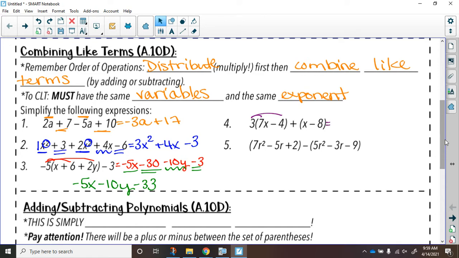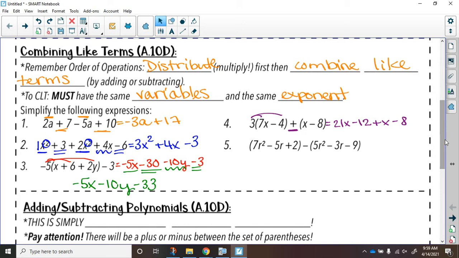So I have 3 times 7x, it gives us 21x. And 3 times negative 4 is negative 12. And since there's just a plus sign out front of the second parentheses, everything just comes on over. So we have a positive x and a negative 8. And then we can combine.